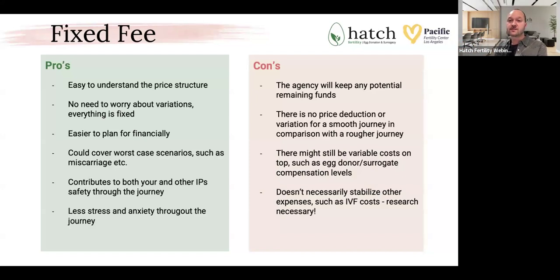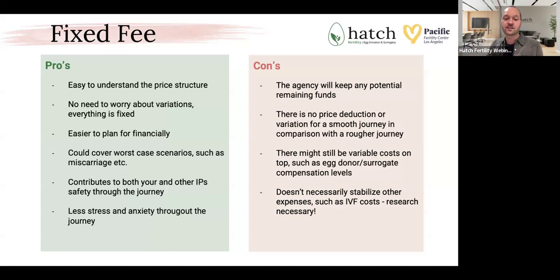And also other expenses. Remember that the agency usually, in comparison to Hatch, does not have a clinic in-house, so they don't have a fixed fee for agency and clinic, etc. So don't forget to look at the clinical side and don't assume that some things are covered for everything just because the agency covers it.